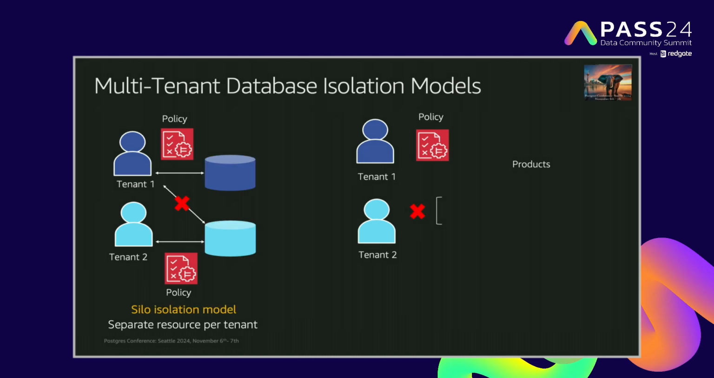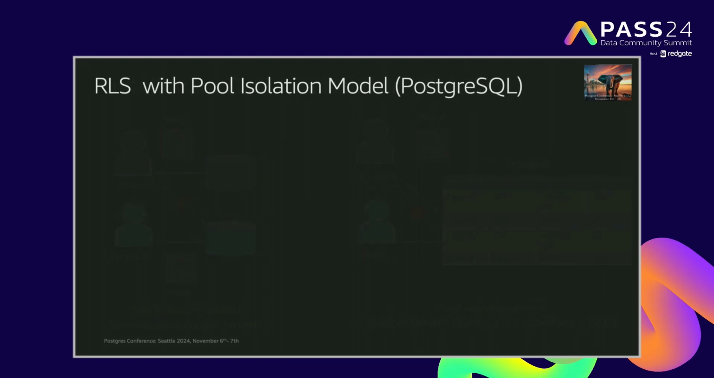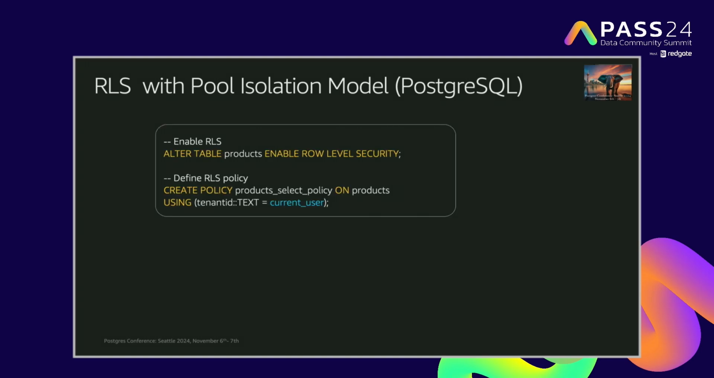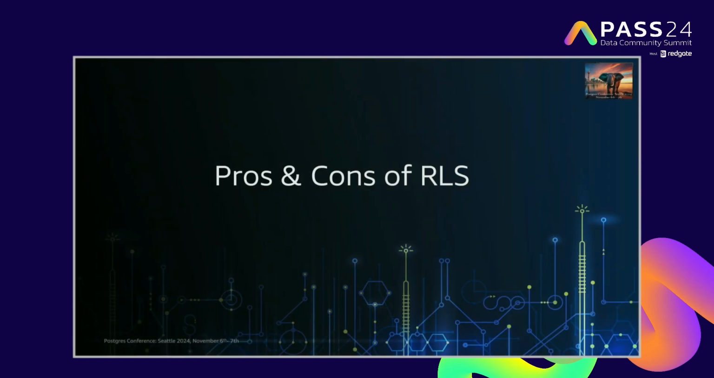So I'll just go through this real quick. In the isolation model, you have pool isolation. This is where different tenants are sharing the database. And that's where you would put something like this. Tenant one queries would be something based on the tenant's user or the setting, and then tenant two would have the tenant two query. So, pros and cons of RLS.